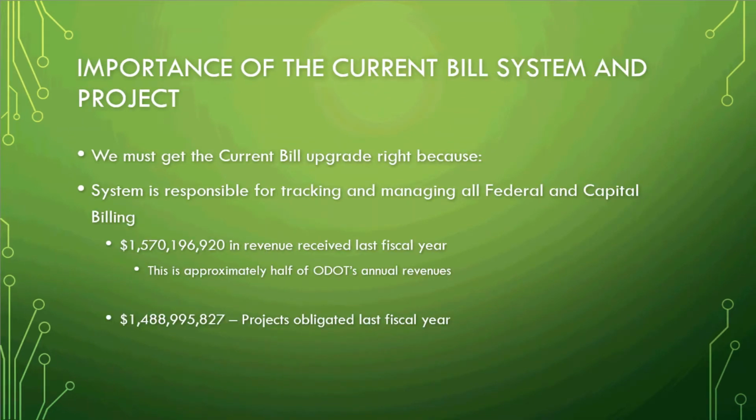Let's take a few moments to discuss some facts about the current bill system, the project status, and its importance to ODOT. The current bill system is used by the Federal and Capital Accounting team in central office. It is extraordinarily complex. This system is used to bill the federal government through FHWA, or the Federal Highways Administration, to receive funding for major infrastructure, capital projects, or even disaster relief and recovery.